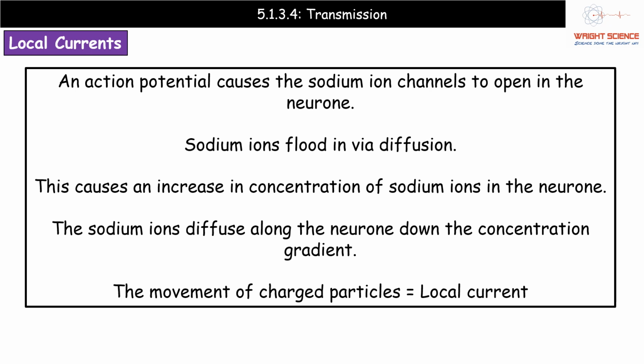And basically what we're seeing here is just a movement of these charged particles, these sodium ions. So they've entered via diffusion through those now open sodium ion channels, and then they're just going to diffuse down their concentration gradient along the axon of the neuron. And this is what we term the local current.